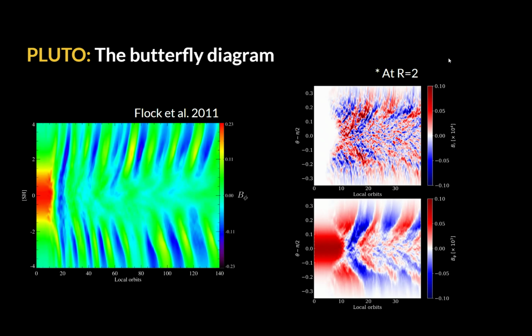This is a simulation from Flock et al. 2011. And here are our results. This is the toroidal magnetic field, and this is the radial magnetic field, which is around 1 order smaller than the toroidal magnetic field. But we clearly observe here the changes of orientation in the toroidal field. So so far we have got good results in that with Pluto.